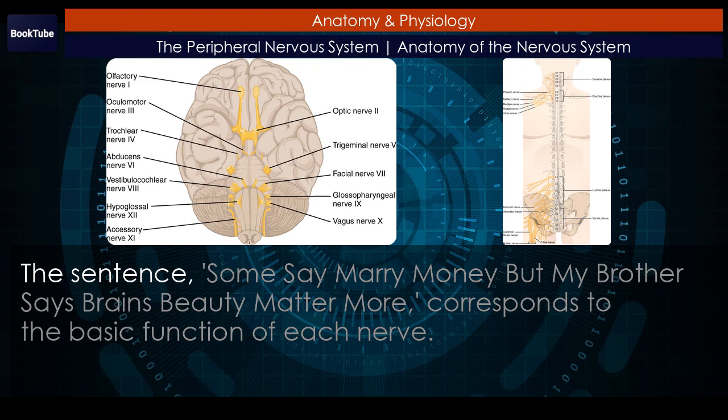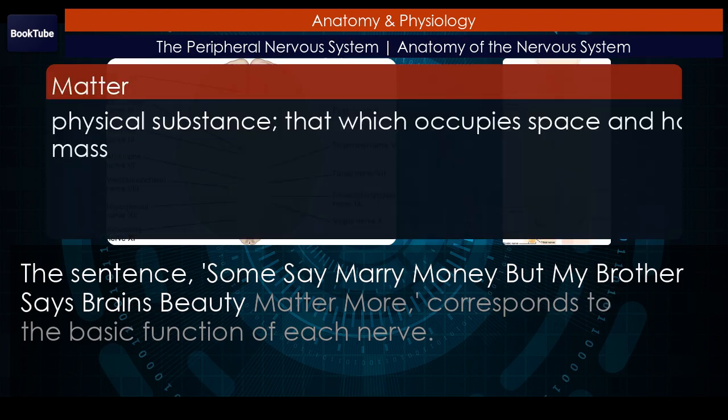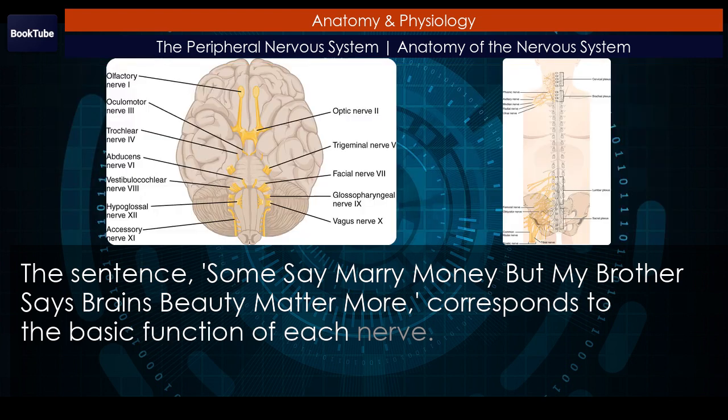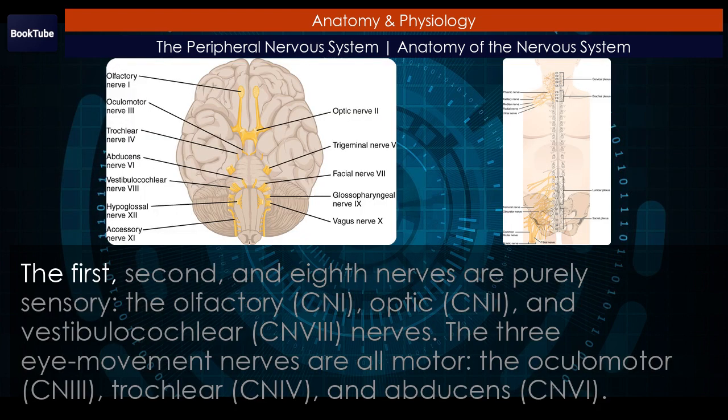The sentence, "Some say marry money but my brother says brains beauty matter more," corresponds to the basic function of each nerve. The first, second, and eighth nerves are purely sensory. The olfactory, CN I, optic, CN II, and vestibulocochlear, CN VIII, nerves.